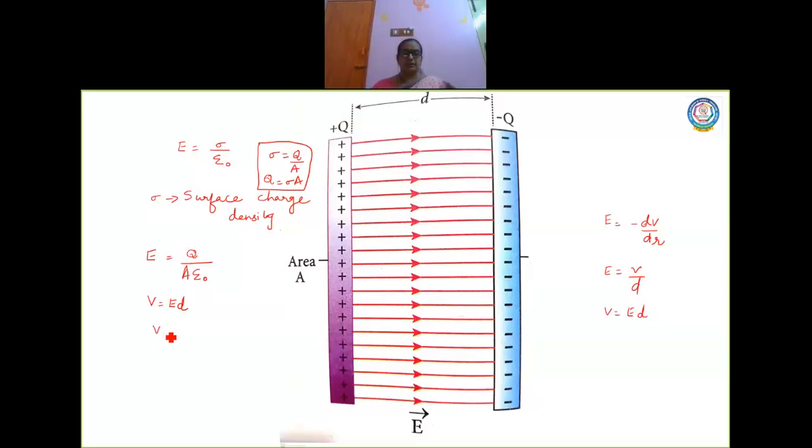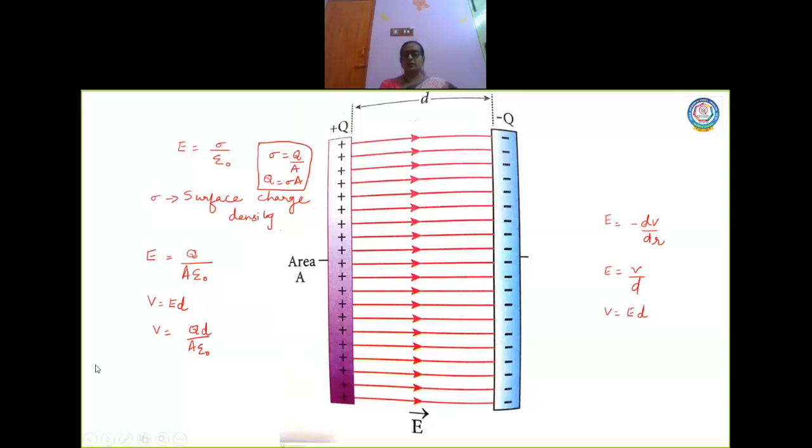So I am going to substitute in this formula. V is equal to, substituting the value of electric field, Q by A epsilon naught, into D. So this is the potential that exists between the plates of the capacitor. So this is the value of the potential, right?